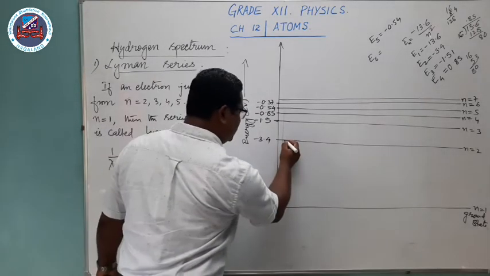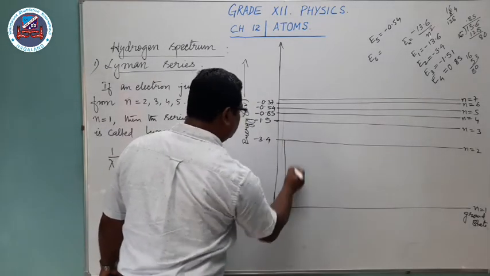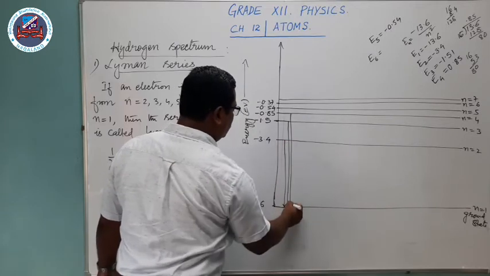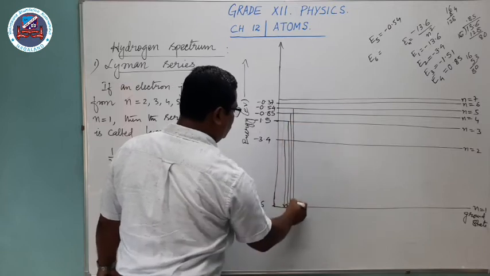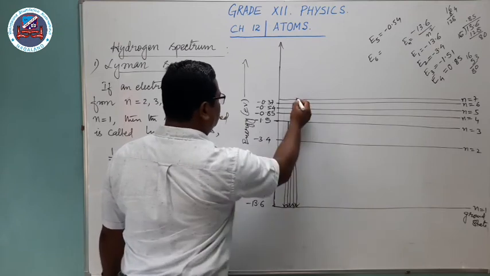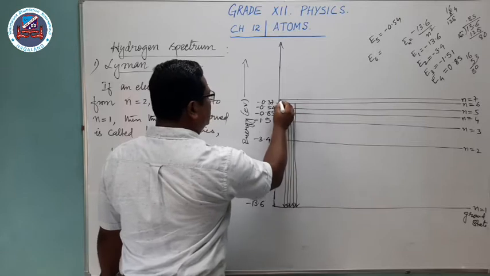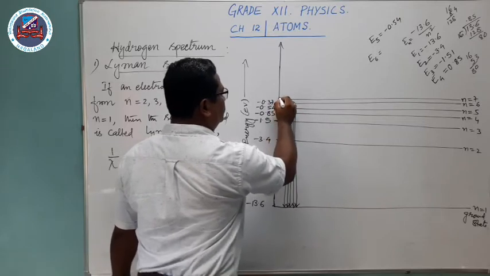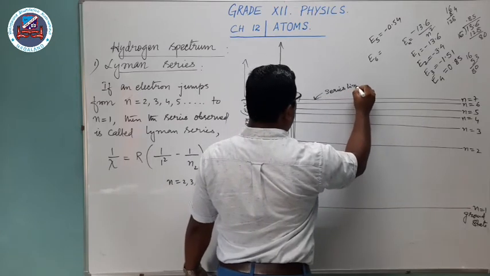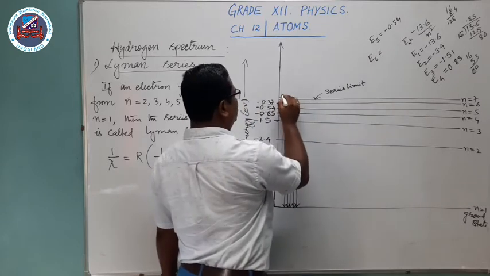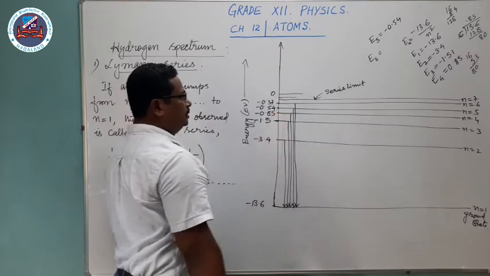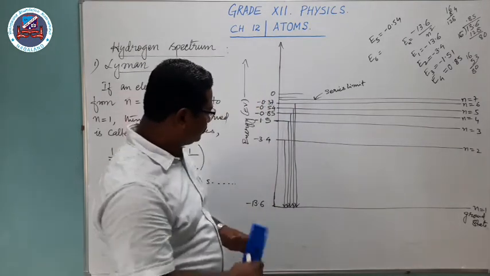You can draw and show it like this: from n2 if it jumps to n1, from n3 if it jumps to n1, from n4 if it jumps to n1, from n5 if it jumps to n1. So from any higher level, if it jumps to n1, this line will go up to 0. Ultimately it will go up to the series limit. If you go on drawing the lines, it will become 0. Energy will become more and more and reach towards 0, and ionized atoms you can find on that side.